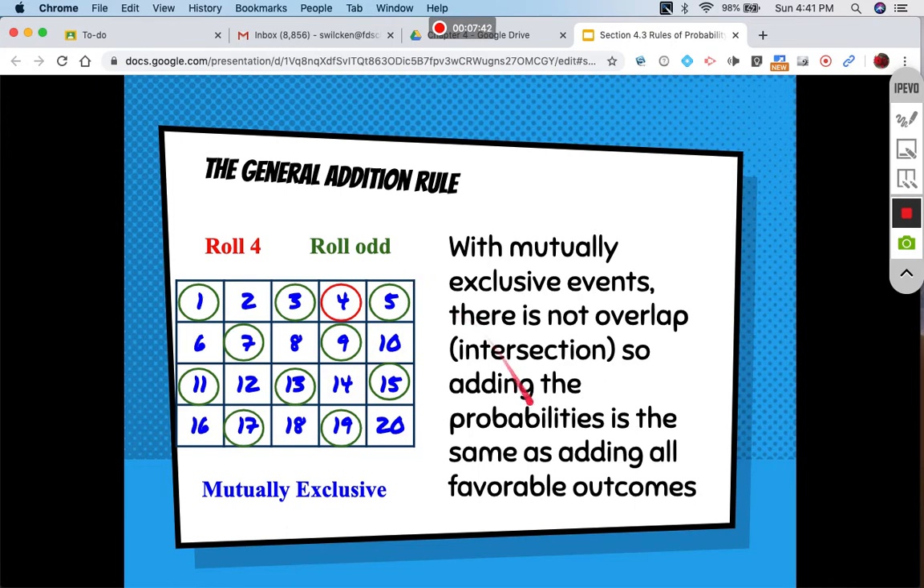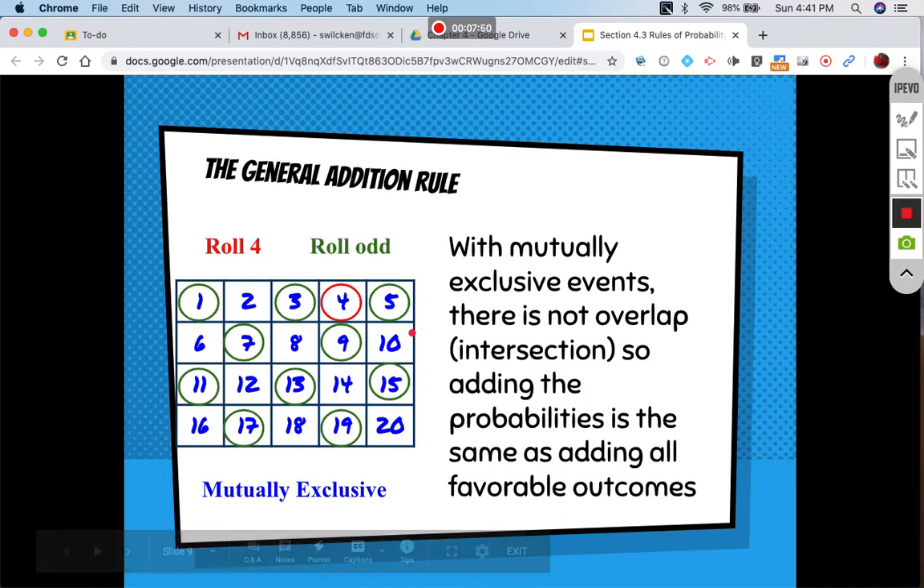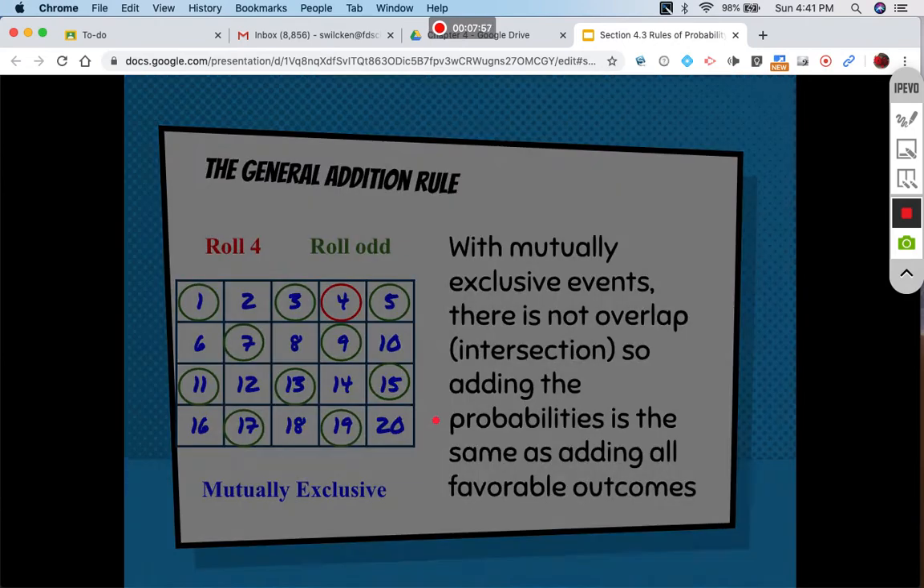So this is what we just said. They don't overlap, so it's just how many possibilities we're counting. It's going back to our F over N. As long as we don't overlap, we're good, and so we can just count them together.